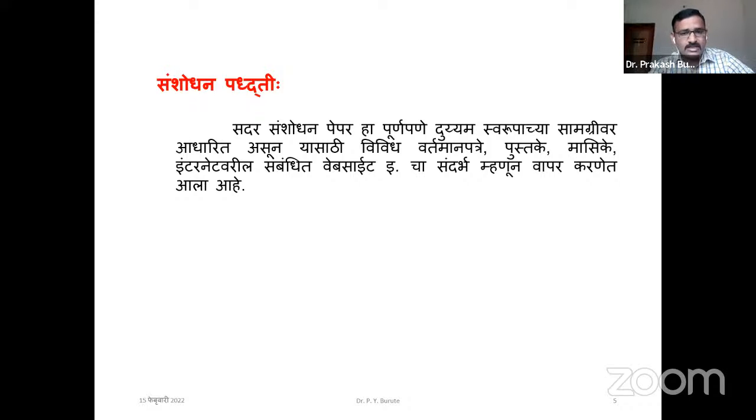माझा या संशोधन पेपर तयार करण्यासाठी जी संशोधन पद्धती वापरलेली आहे त्यामध्ये हा संशोधन पेपर पूर्णपणे दुय्यम स्वरूपाच्या सामग्रीवर आधारित असून यासाठी विविध वर्तमानपत्रे, पुस्तके, मासिके, इंटरनेटवरील संबंधित वेबसाईट इत्यादींचा संदर्भ म्हणून वापर करण्यात आलेला आहे.